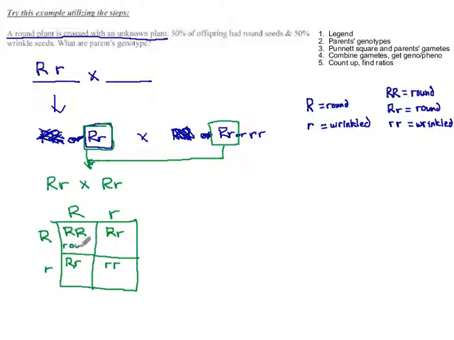Round, round, round, wrinkled. What do you think? Is that it? Well, we're looking for a combo that gives us half round and half wrinkled, and that isn't this. This one is 3/4 round and 1/4 wrinkled, so apparently this is the wrong combination.